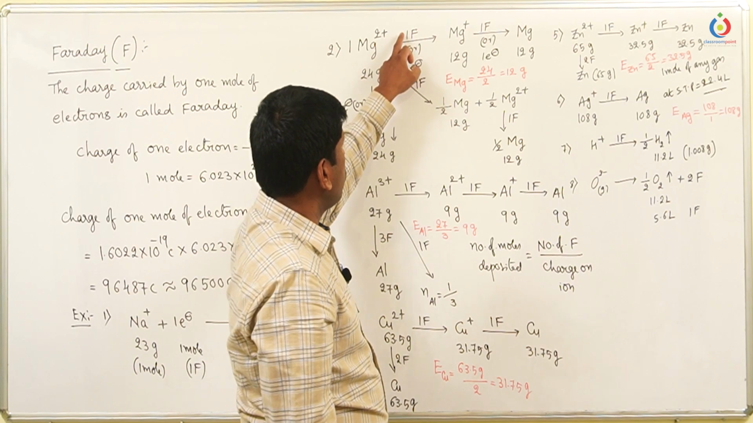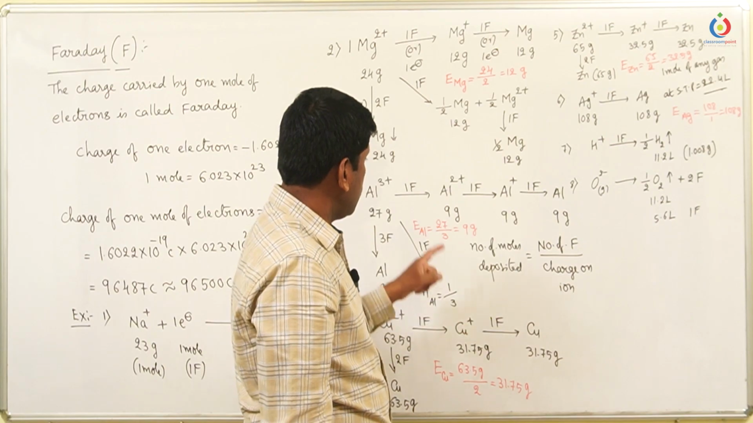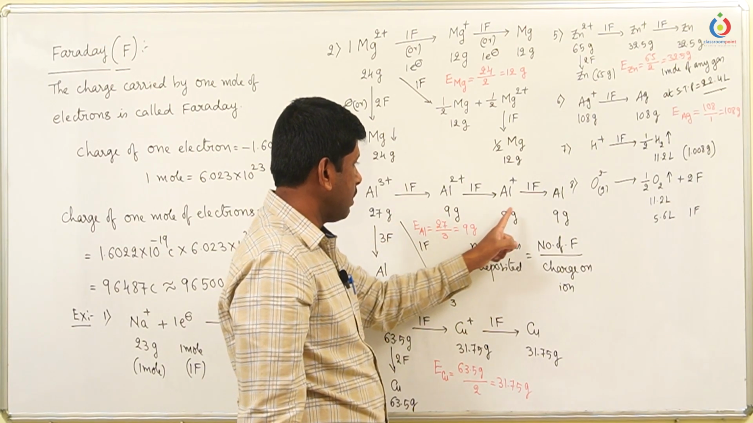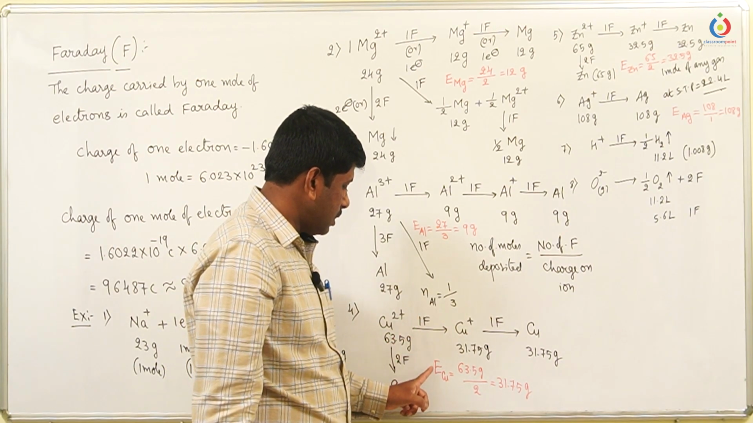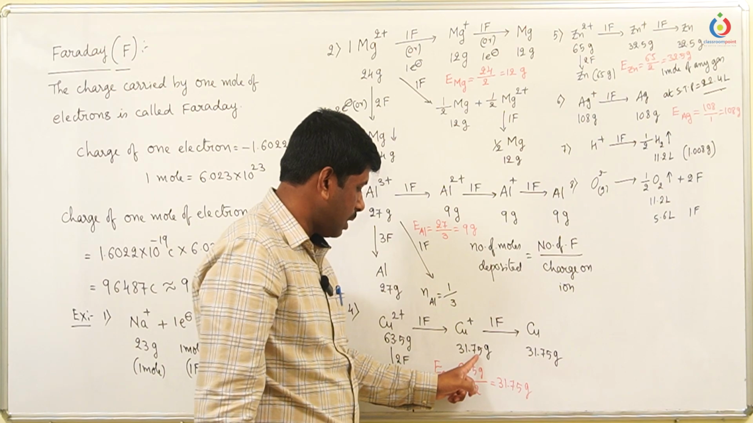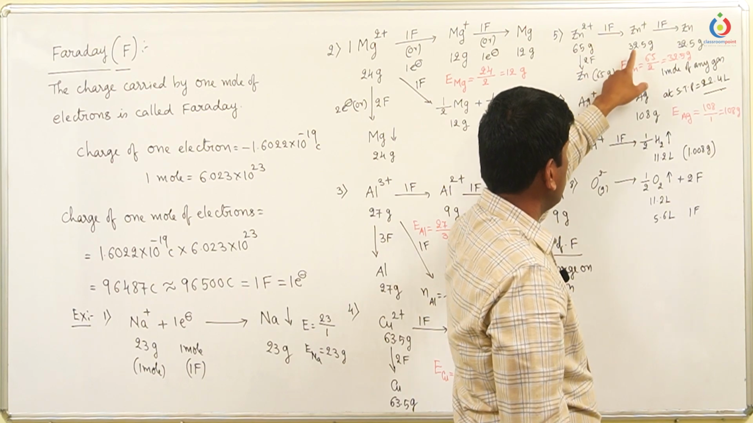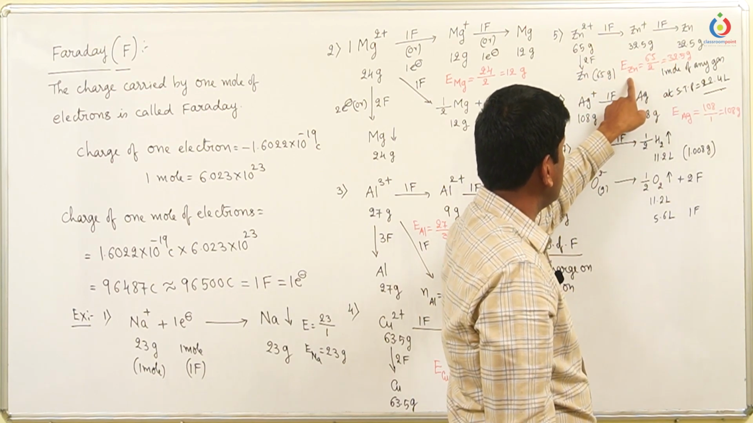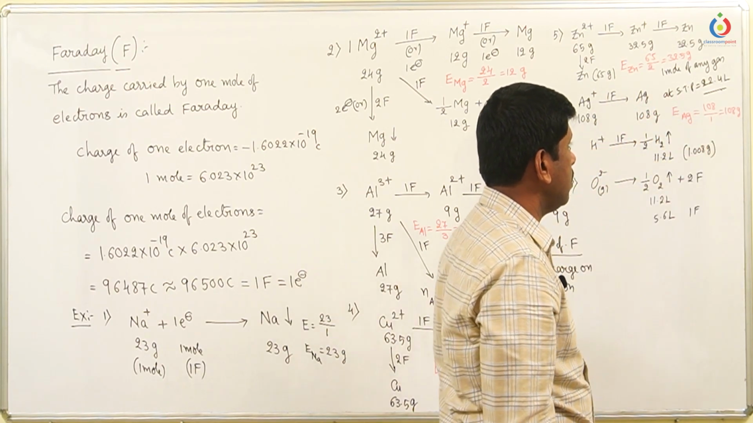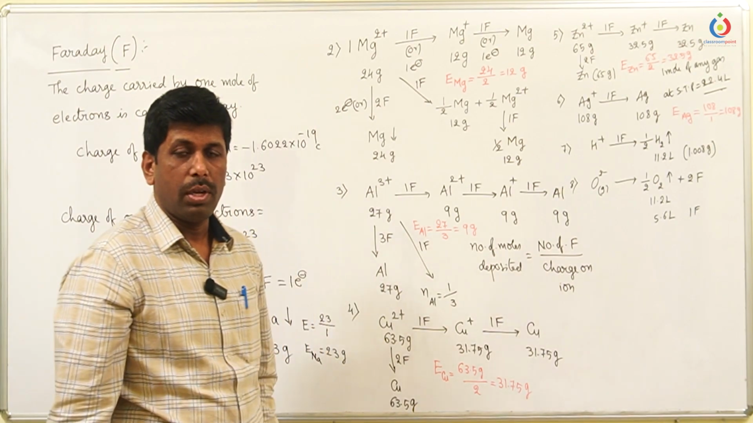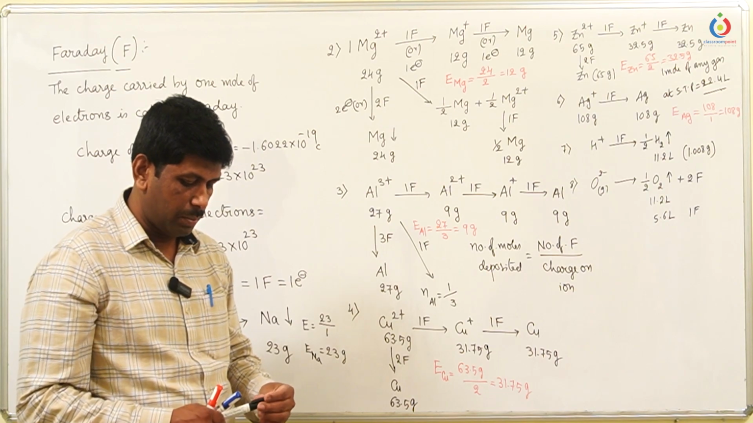See here, 1 Faraday deposits 12 grams, which is the equivalent mass here. Here 1 Faraday of electricity deposits every time 9 grams only, which is the equivalent mass. For copper, 1 Faraday deposits 31.75 grams, the equivalent mass of copper. For zinc also the same thing: 1 Faraday deposits 32.5 grams. For silver, 108 grams is deposited by 1 Faraday. That means 1 Faraday of electricity always deposits 1 equivalent mass of the substance.